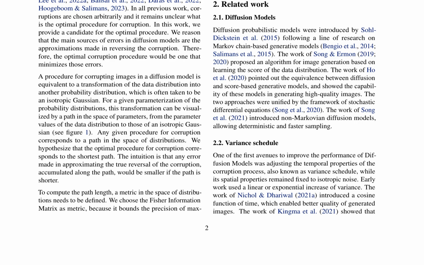We reason that the optimal corruption procedure corresponds to the shortest path in the space of distributions, computed using the Fisher metric. Our work sheds new light on observations made in recent works and provides a new approach to improve diffusion models on images and other types of data.